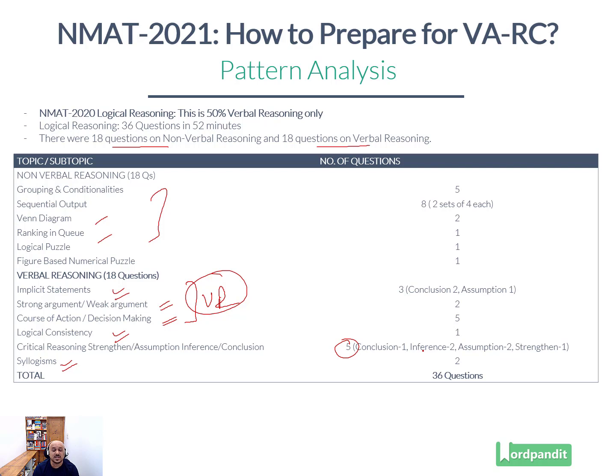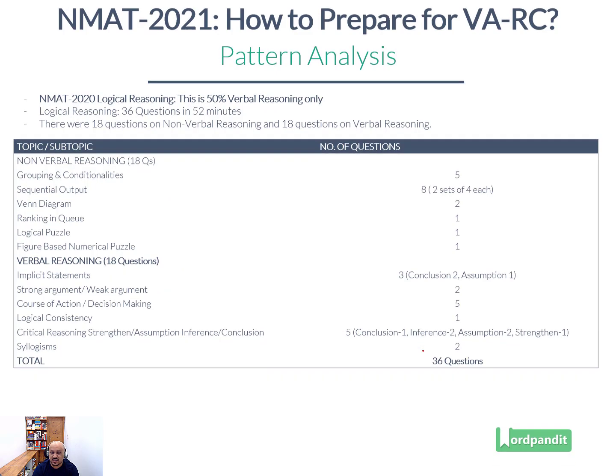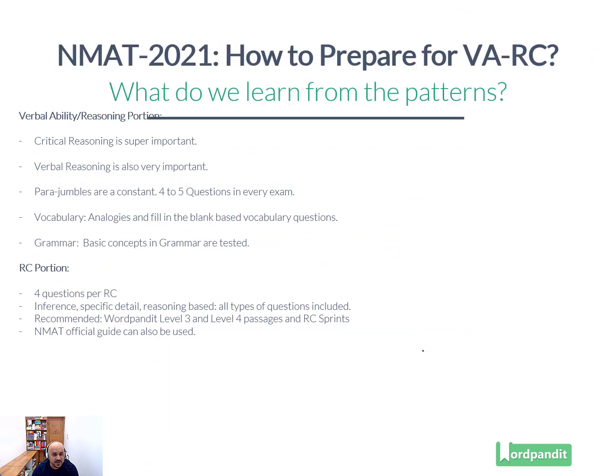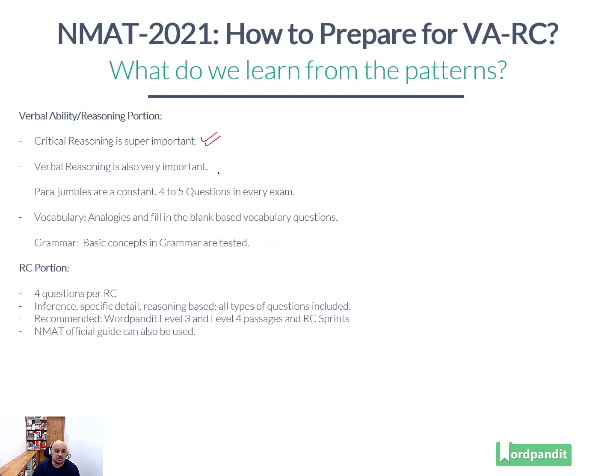So these are the topics that appear in the examination. These 2 slides should give you an idea of what you need to prepare for. These are the topics that are asked. The exam is very consistent, so you should expect these topics. Critical reasoning, super important. Verbal reasoning, super important. Parajumble, super important. These are the areas from reasoning. Vocabulary, analogies, and fill in the blanks are important. And grammar, basic concepts are tested.